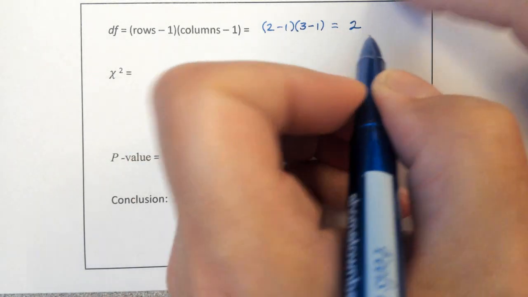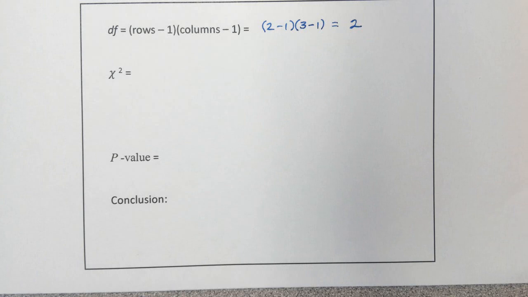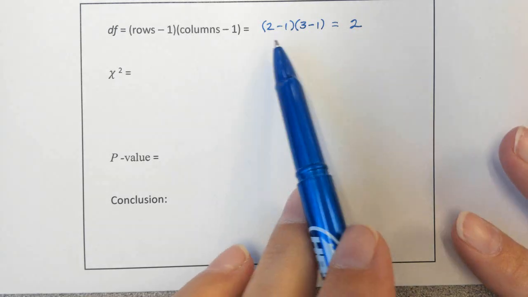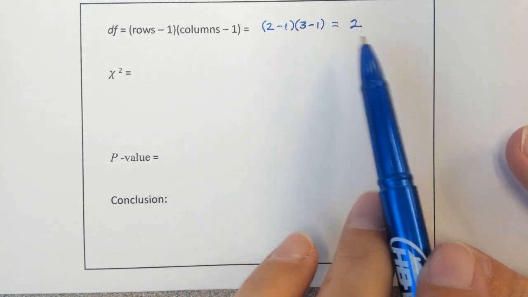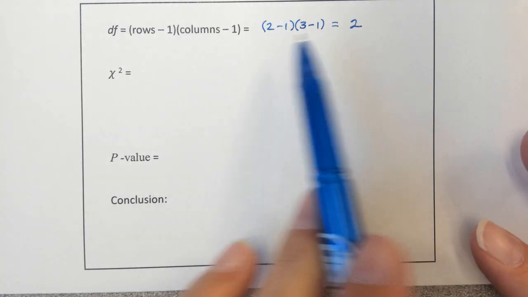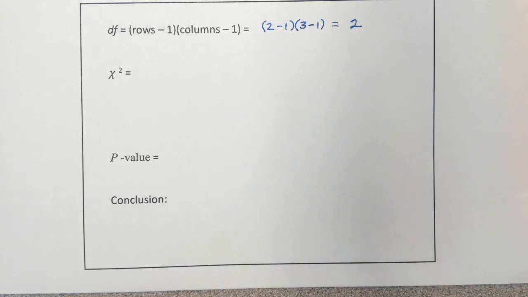So we had 2 rows minus 1, and we had 3 columns minus 1, so this is 1 times 2, which is 2. It is expected, if you run a chi-square test on the AP exam, that you actually show the computation for the degrees of freedom. So they would expect to actually see how you computed it, so you would want to show this work. It's not hard work, but you have to show where that comes from.